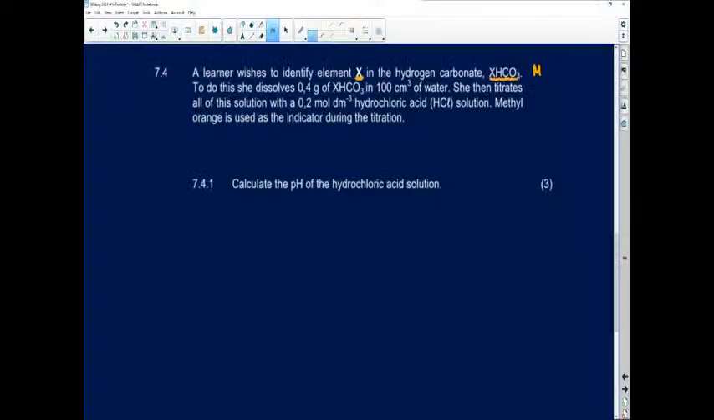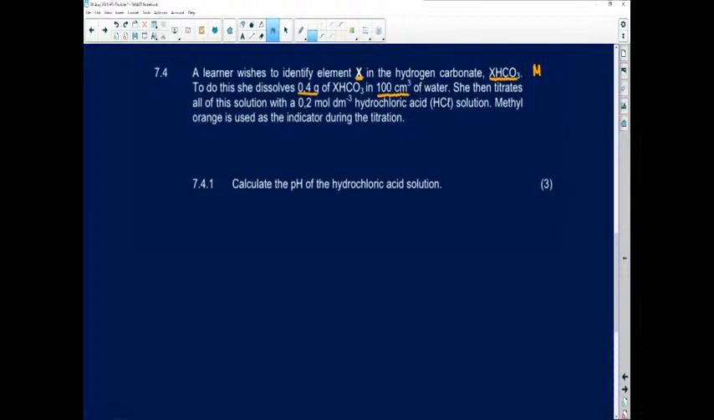So let's see what we have here. I need to identify element X in the hydrogen carbonate I'm given here. I don't know what X is. To do this, she dissolves 0.4 grams of this unknown solution here with the X in 100 cubic centimeters of water. Already I can see that my volume is actually very incorrect.